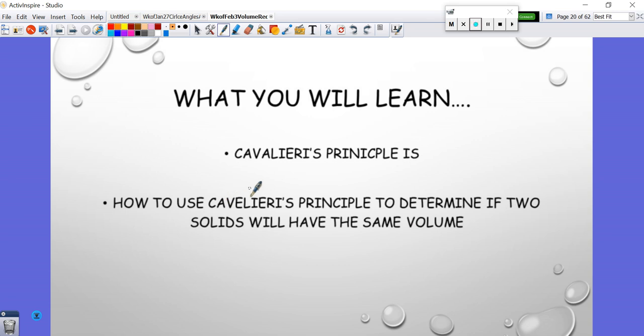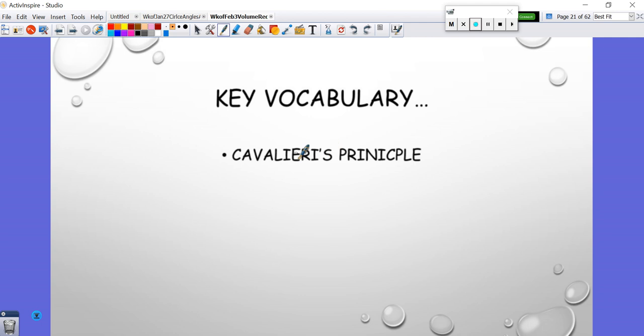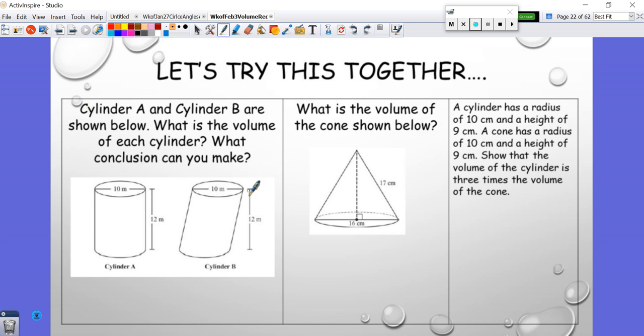We're going to add on to the volume things we talked about yesterday, and we're going to talk about Cavalieri's principle, and we're going to see how Cavalieri's principle is used to determine if two solids will have the same volume, and then we'll throw in some more volume problems. So let's talk about Cavalieri's principle. I think it'll be best if we talk about it with a picture. So let me go find a picture.